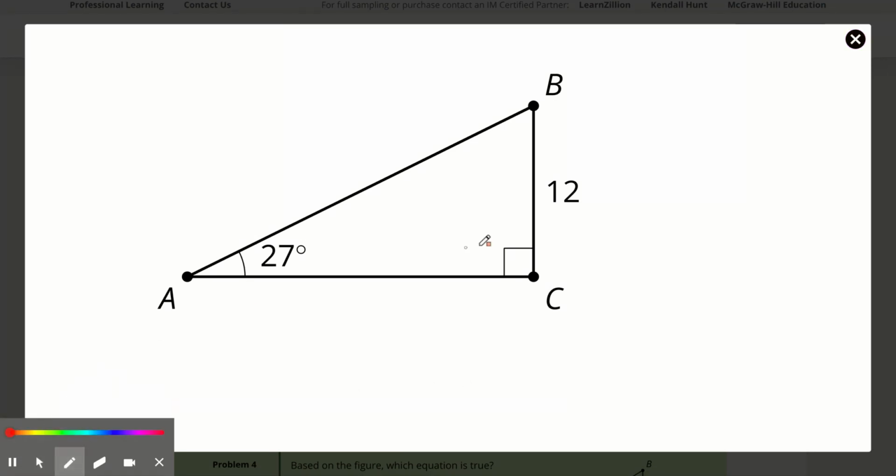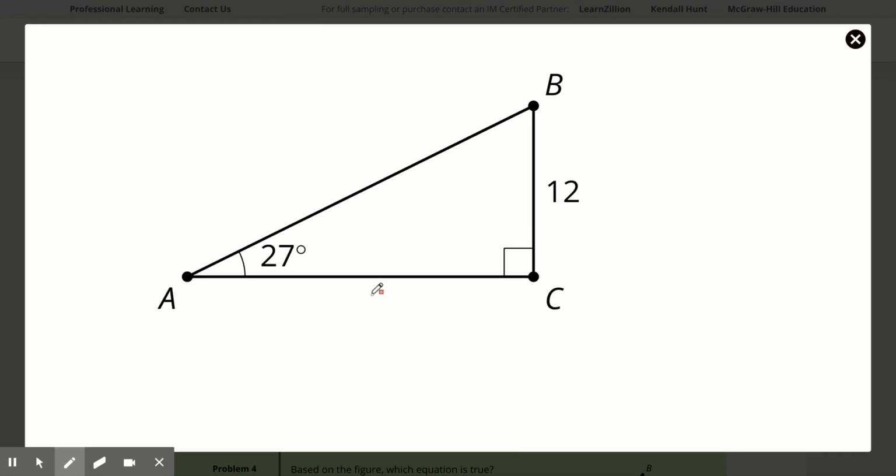It says that we know an angle, we know a side length, but it wants us to fill in the other two missing side lengths, right? Here's what I do know. I do know we have an angle A, right? I can label this side length B. I can label this side length A. And I can label this side length C. What I do know is that C is always my hypotenuse because it's opposite the 90-degree angle, right?